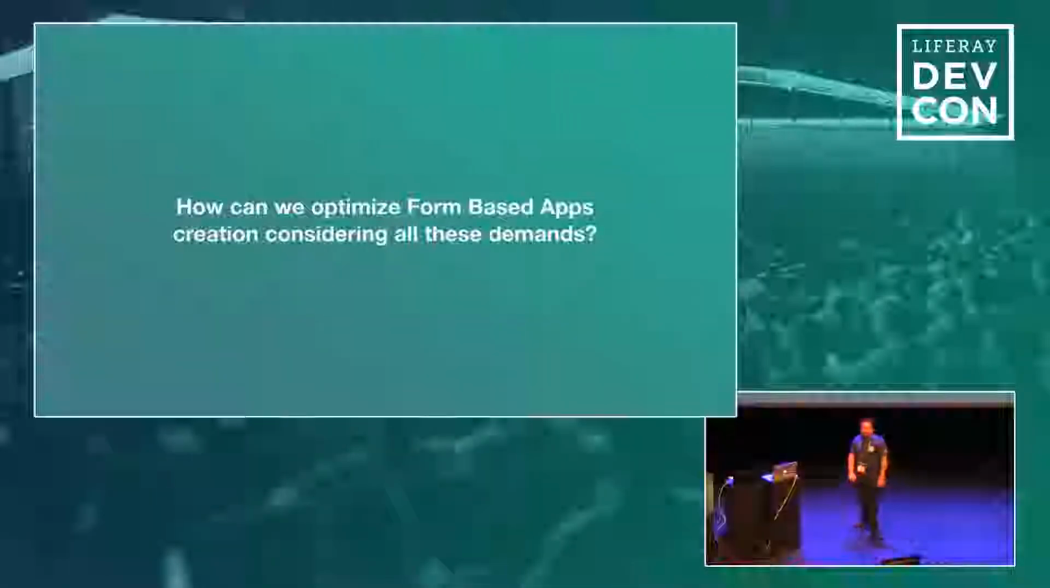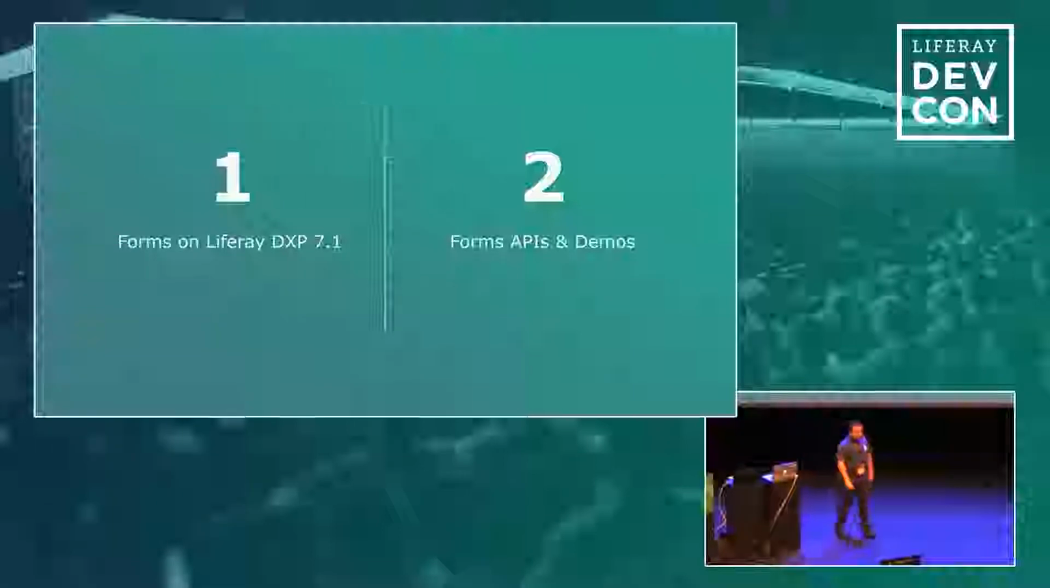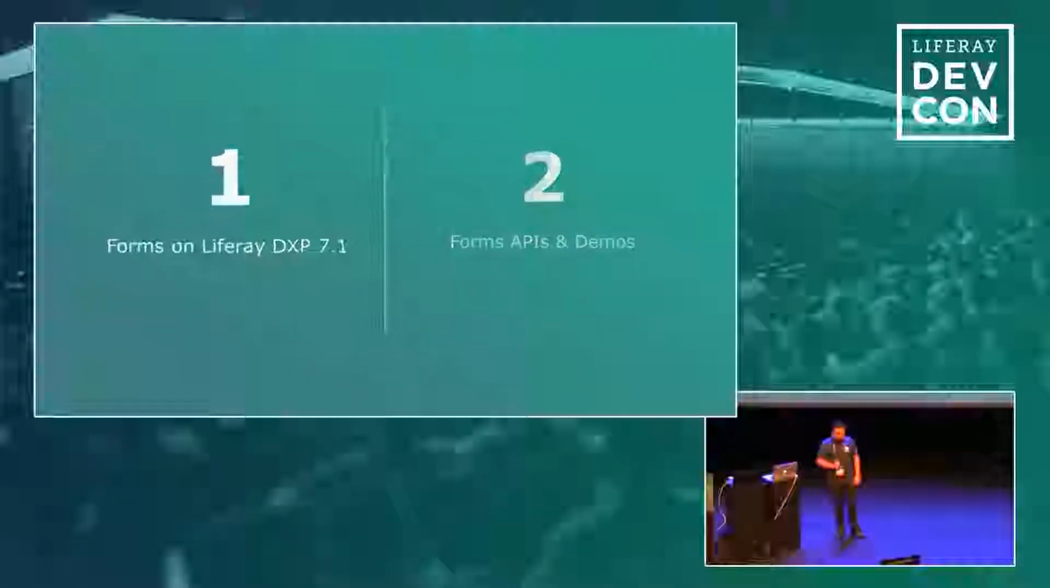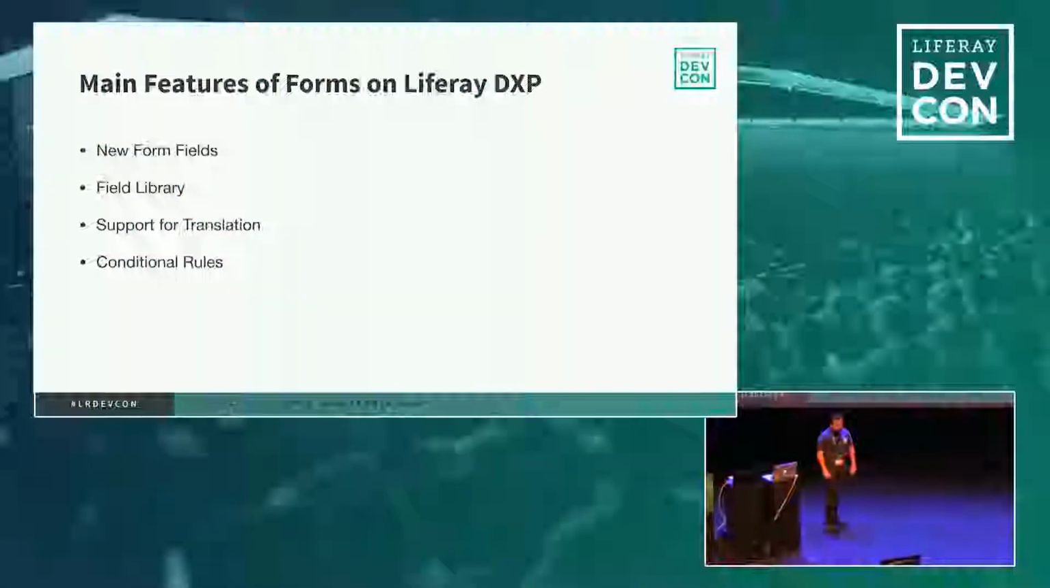And how can we avoid this? How can we improve this time? How can we optimize this time, considering all these demands? So this presentation will be split in 2 parts: Forms in Liferay DXP 7.1, and what we have new in it, and also the Forms API with some demos. Okay? Let's start with the Forms on Liferay DXP 7.1.